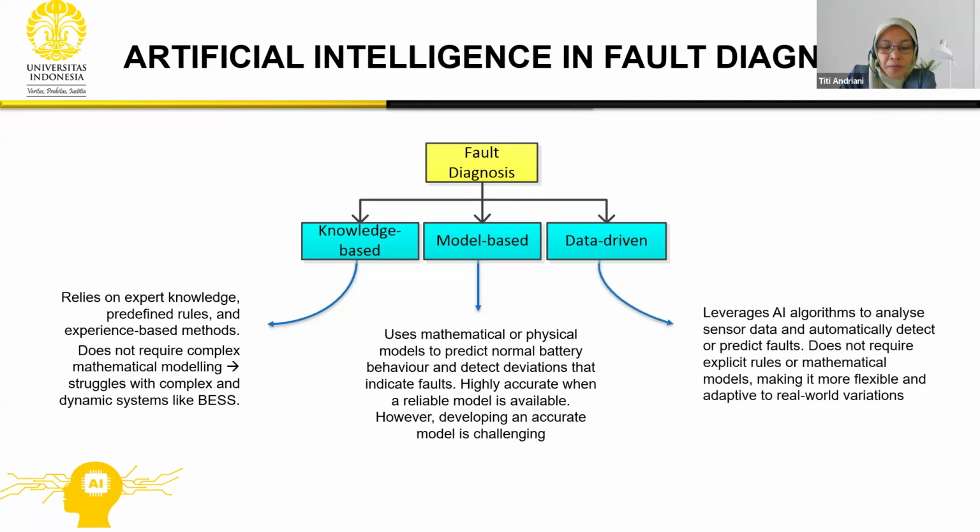Unlike knowledge-based or model-based approaches, data-driven fault diagnosis leverages AI algorithms to analyze sensor data and automatically detect or predict faults. By using AI-driven anomaly detection, this approach identifies hidden patterns that traditional methods might miss.